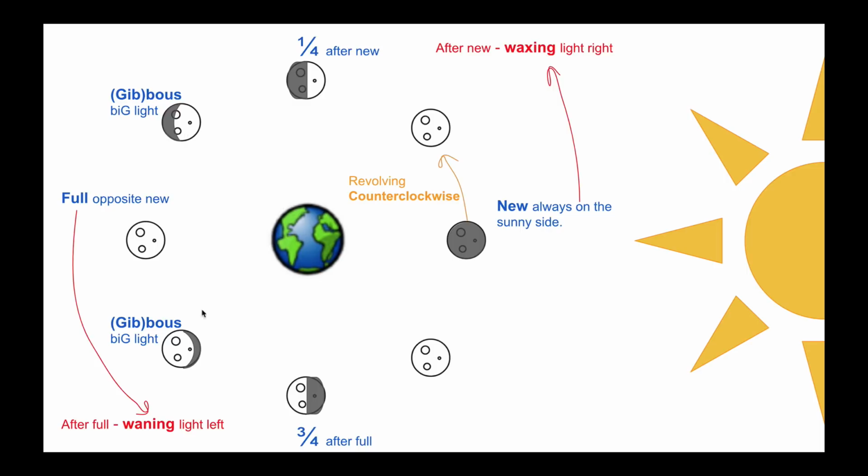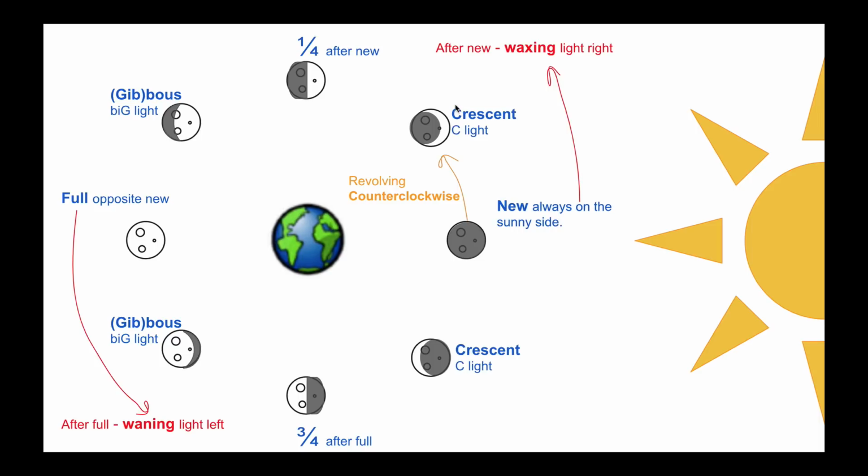In between the gibbous moons is the full moon. So that's a really easy way to fill that in: just put the gibbous moons right there, and we know they're gibbous because they're big, right? And we know this one is the waxing gibbous because it's after the new moon. And we know that this one is the waning gibbous because it's after the full moon.